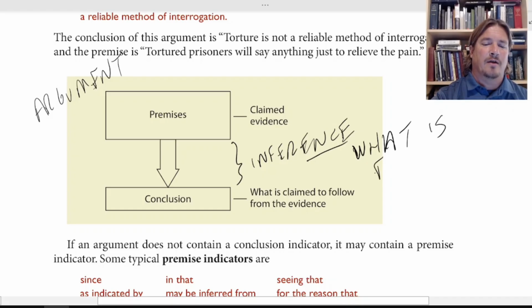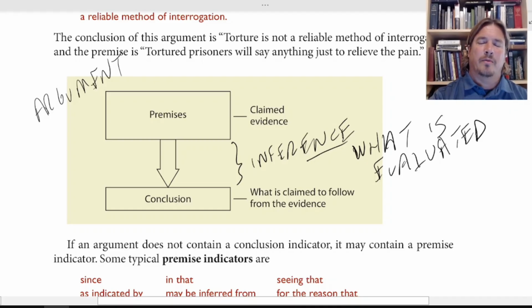Primarily what is evaluated, right? So when we're evaluating arguments, we are looking to see whether or not the actual evidence that's given actually does prove or give good reasons for the conclusion of the argument. That's just what we're doing.